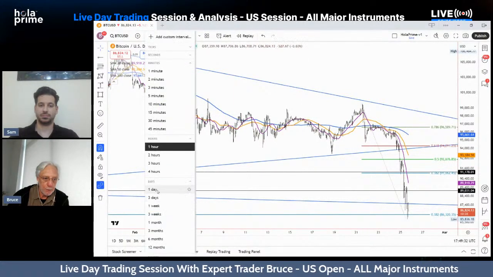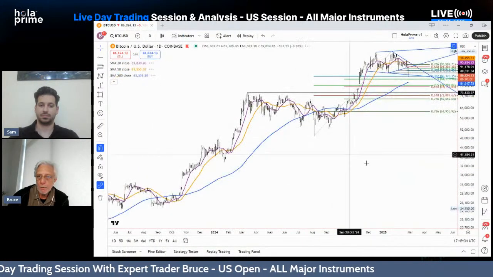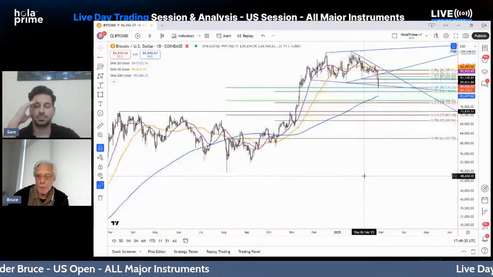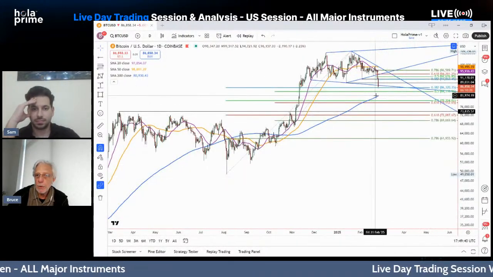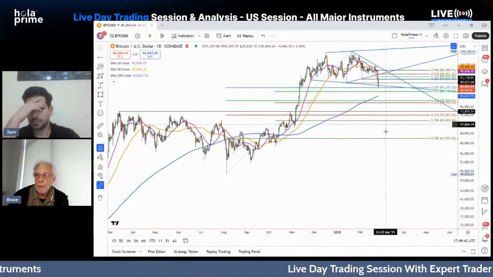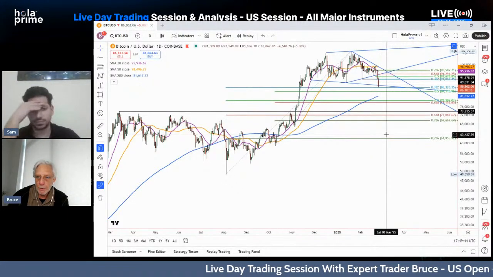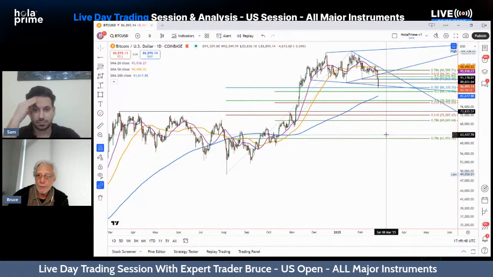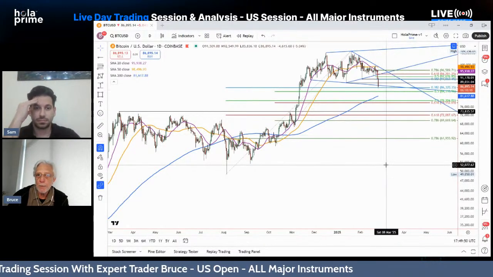Okay, that is Bitcoin. I'm on the daily now on Bitcoin. I don't think I looked at the daily. So the 200 moving average, I would say, is the first key target on Bitcoin as it stands now, at 81,618, which is where the moving average is.